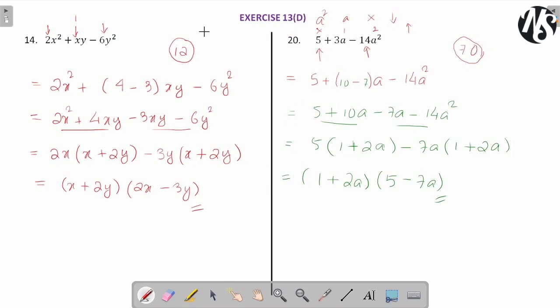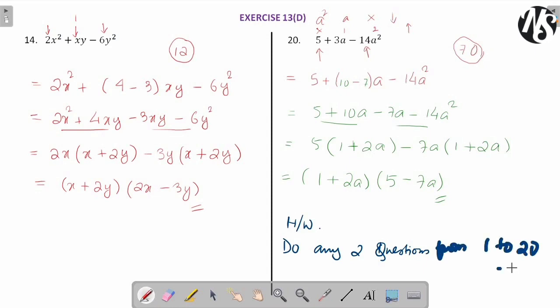Okay, so that's all for today. So I'll give you some homework. Your homework is to do any two questions from 1 to 20. There are many questions that I have not done, but they are similar. So you will do any two questions from the leftover ones.